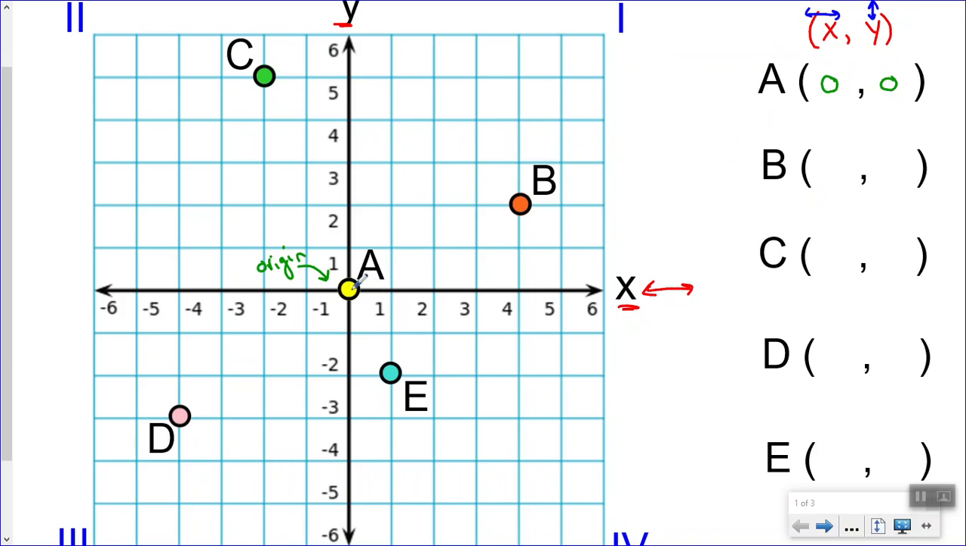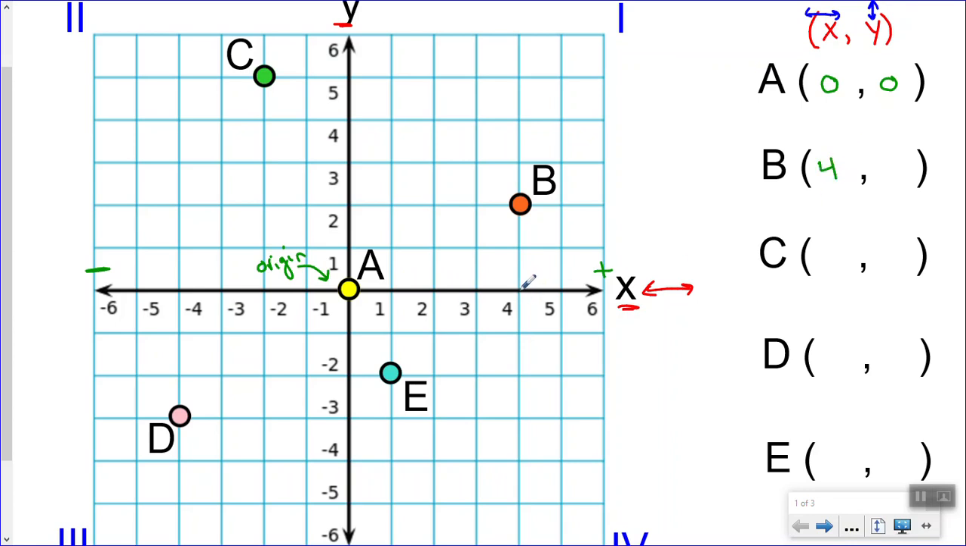If we look at B, we start from the origin, and first we start with our x-coordinate. We want to see how far side to side we have to move. Since we have to move to the right to get from the origin to B, we know that our x-coordinate is going to be positive, because the positive values are on the right side of the number line. If we are moving to the left, our x-coordinate will be negative, because we can see the negative values on the left side of the number line. To get to B, we count 1, 2, 3, 4 steps to the right. So my x-coordinate is 4.